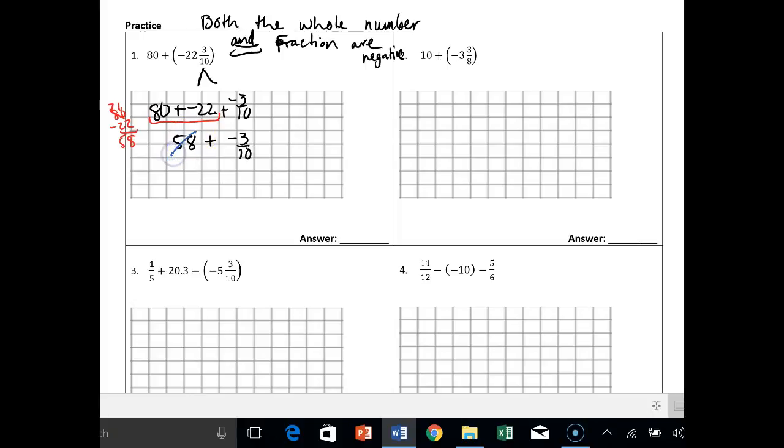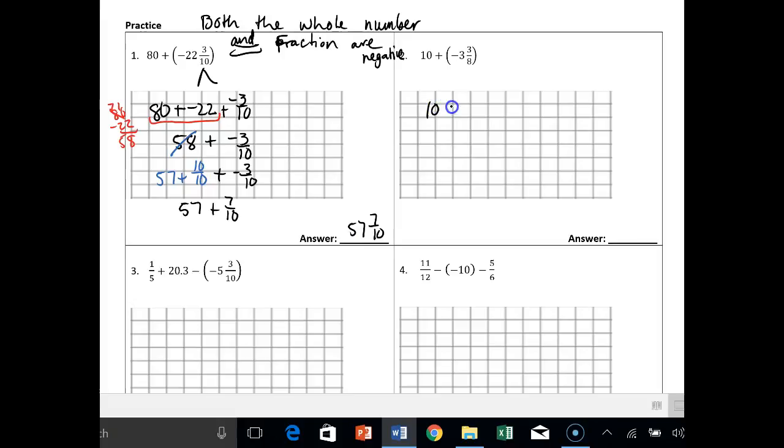So I've got to borrow 1 whole. So 57 plus, and then I look here and say, oh, my fraction should be 10/10 plus negative 3/10. And now again, this is DSSM. So 10 plus negative 3 is not 13, it's 7. So I have 57 plus positive 7/10, and now I get to push those together because you have like signs.